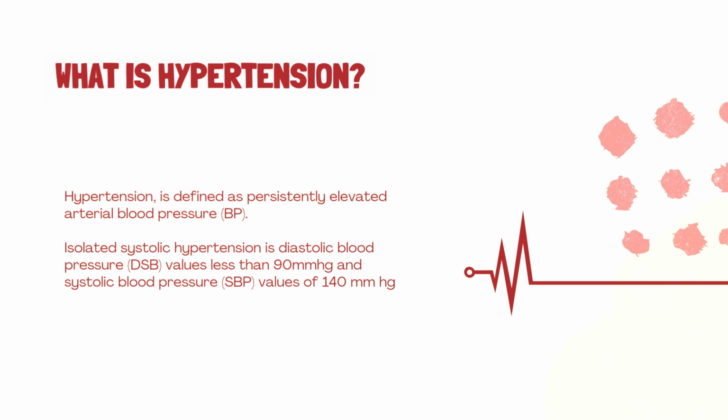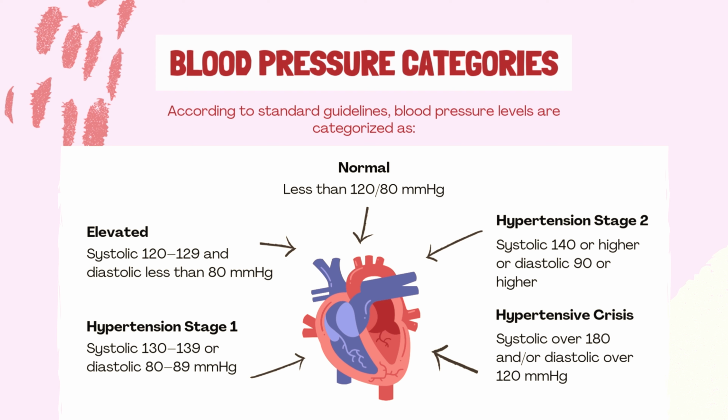Blood pressure is measured in millimeters of mercury and recorded as two numbers, systolic and diastolic. Systolic is the top number and diastolic is the bottom number. Here we can see what hypertension is. Hypertension is defined as persistently elevated arterial blood pressure. So if it is asked in exams, you can simply write this particular definition. Next is blood pressure categories.